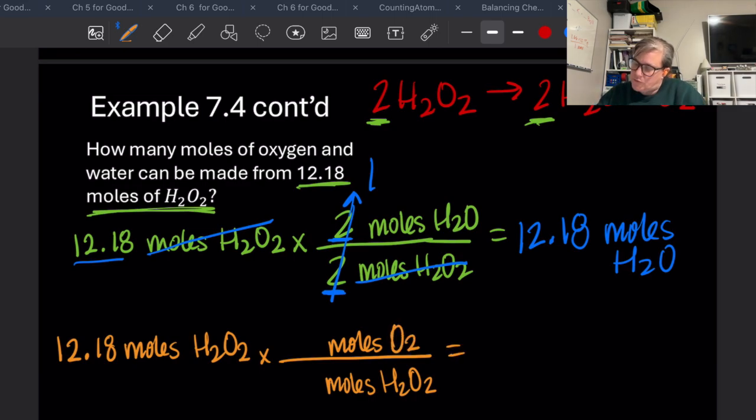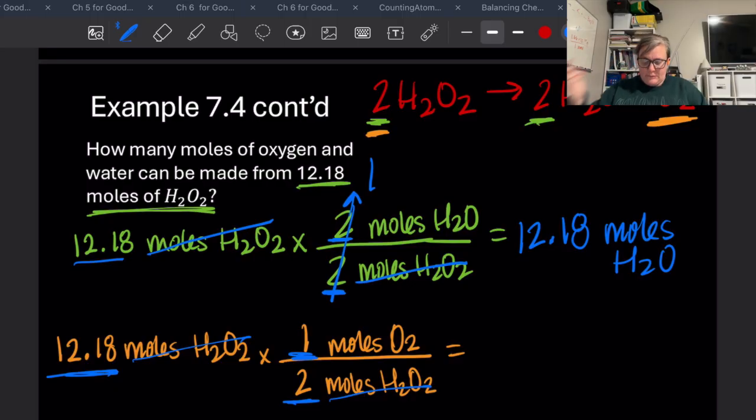And so now we've got 2 moles of H2O2 and 1 mole of O2, right? So let's see what's going to cancel out. Moles of H2O2 is going to cancel. And so now we've got 12.18 times 1 divided by 2, or 12.18 divided by 2, right? Because times 1 doesn't do anything. And so this is going to give us 6.09 moles of O2.